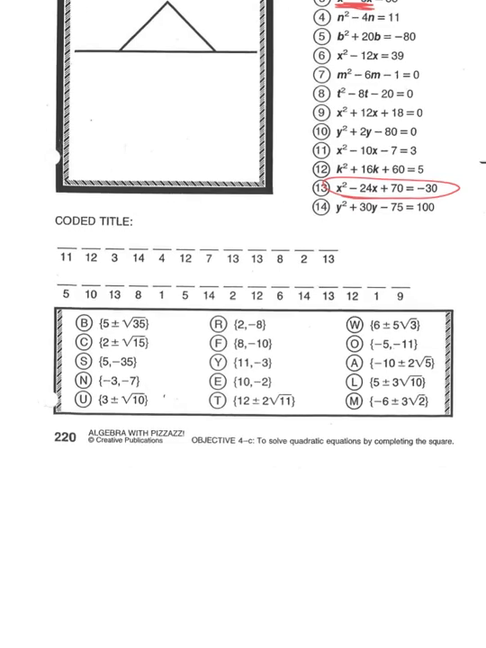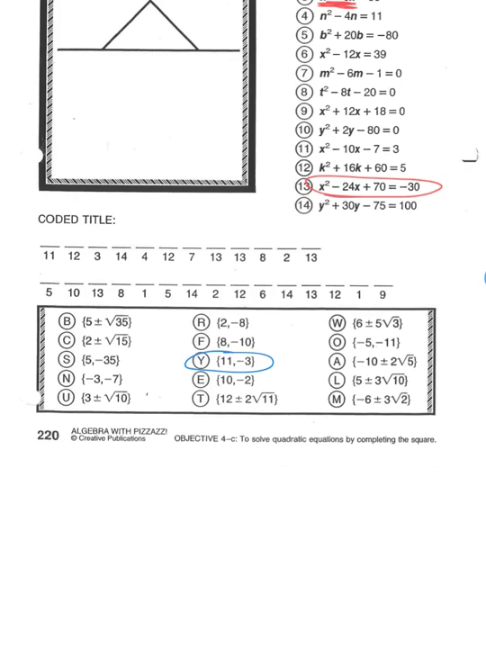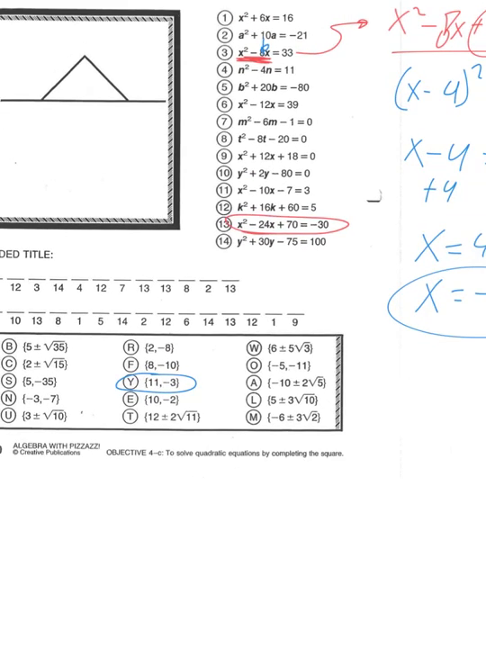Negative 3 and 11. Oh, there it is. Letter Y. Okay, just right in the middle. 11, negative 3. So, they're my two answers. Again, I usually put them in least to greatest for Schoology, but this has them in the other order. That's okay. So good. So letter Y there for number 3.